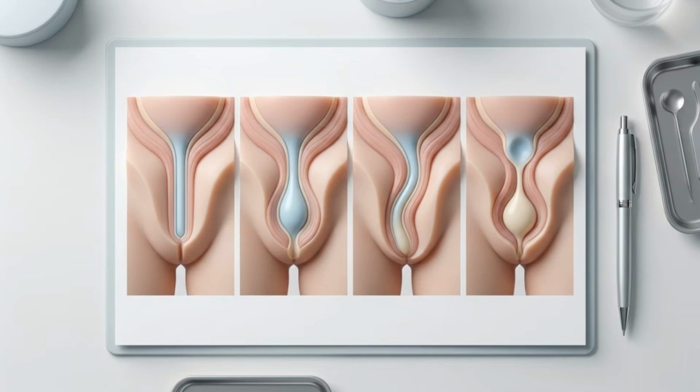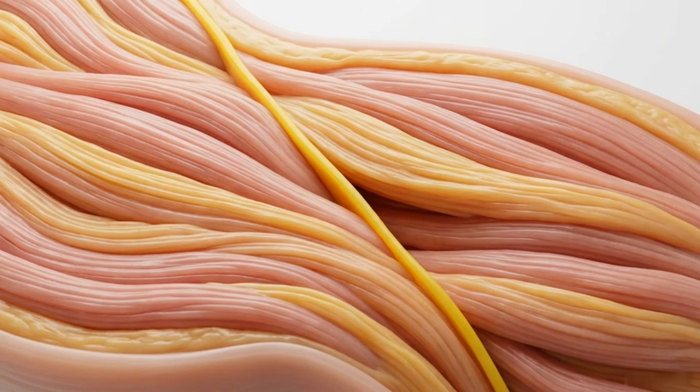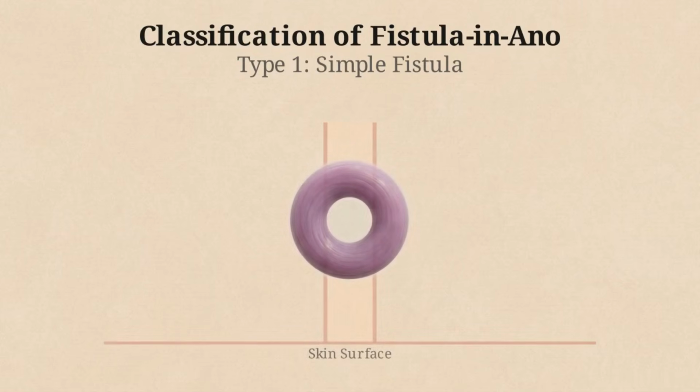Armed with a complete map, surgeons classify the threat into 4 distinct types. The classification is based entirely on how deeply the tunnel invades the vital sphincter muscle. This diagram shows a type 1, or simple fistula. It is a short, shallow tunnel that bypasses the thickest, most important layers of the core muscle. The solution here is low risk.